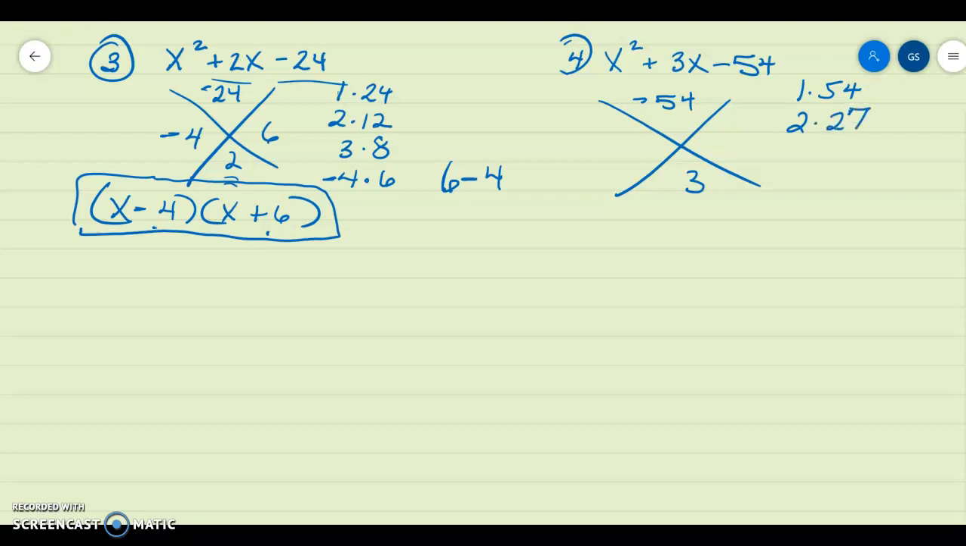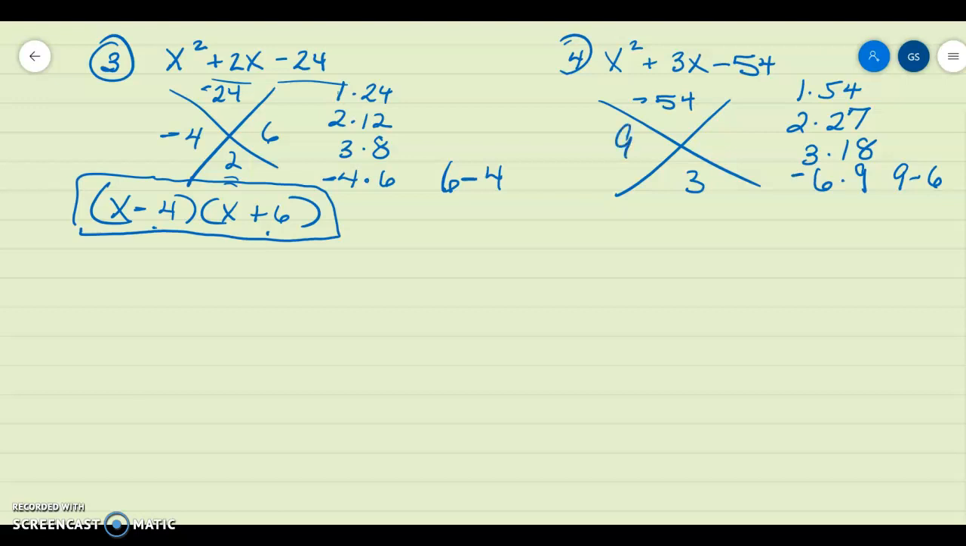Anything getting you a 3 yet? No. 3 times 18. 4 times, no. 5 times, no. 6 times 9. Oh, I see it. 6 times 9 is 54. We're going to have to fix that. We know that we're looking for a 3. 6 plus 9 is 15. 9 minus 6 equals 3. And so we're going to change this 6 to a negative.